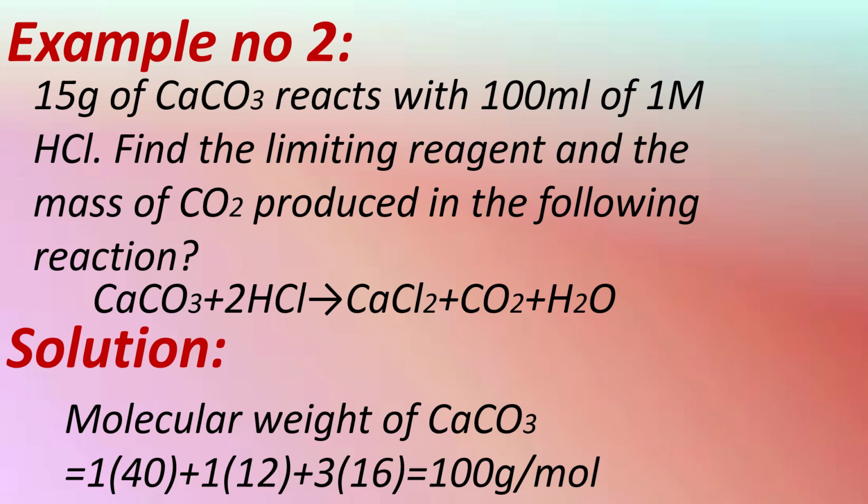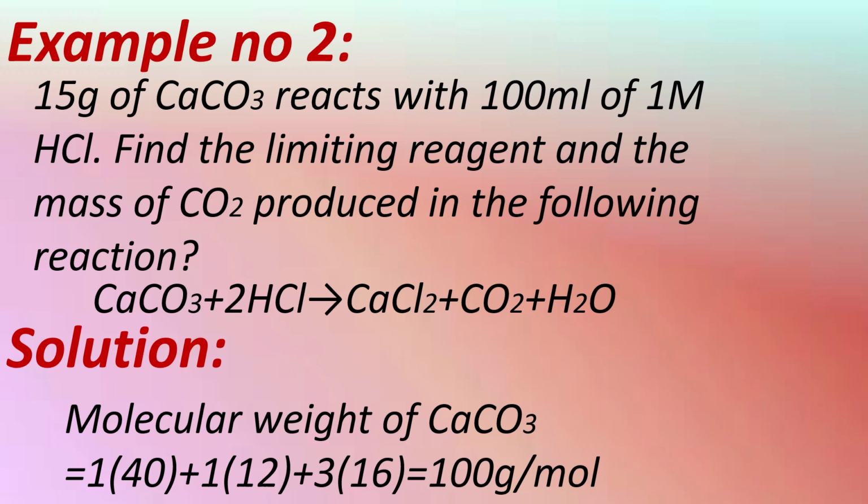Example number 2. 15 gram of calcium carbonate reacts with 100 ml of 1 molar HCl. Find the limiting reagent and the mass of carbon dioxide produced in the following reaction. So the reaction is calcium carbonate reacts with 2 moles of HCl to form calcium chloride, carbon dioxide and water. In this reaction, the mass of calcium carbonate is given as 15 gram, and HCl is 100 ml of 1 molar. We have to find the limiting reagent and the mass of carbon dioxide produced.